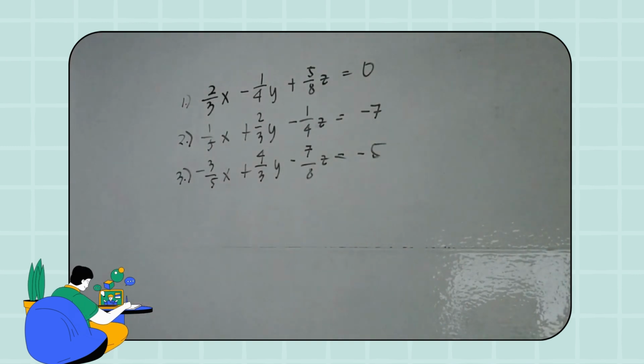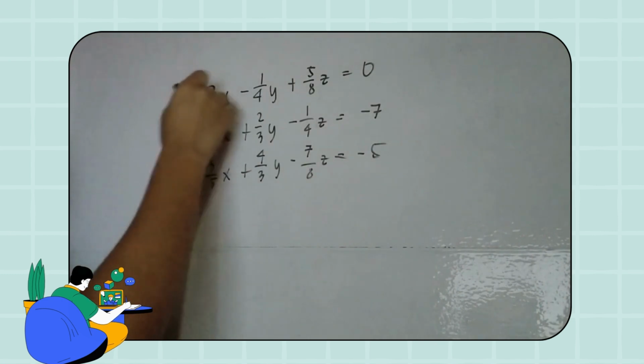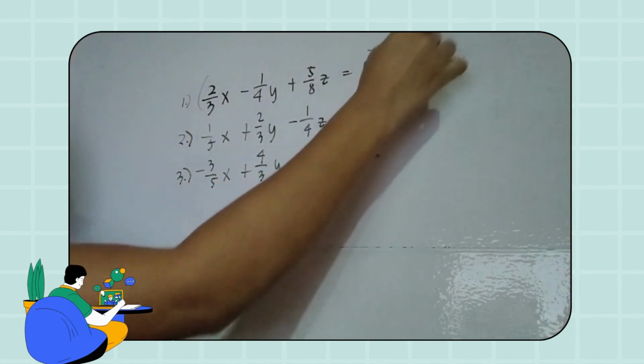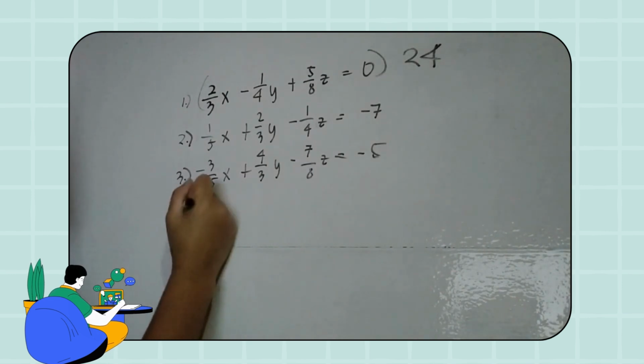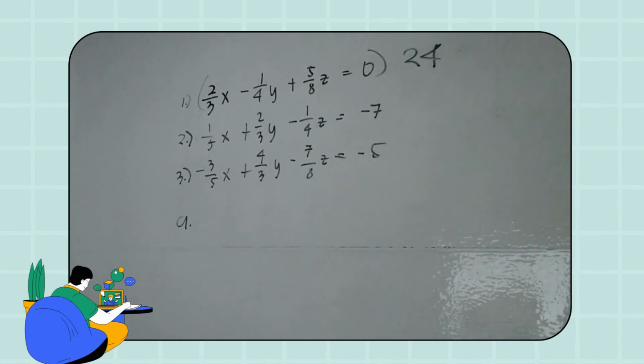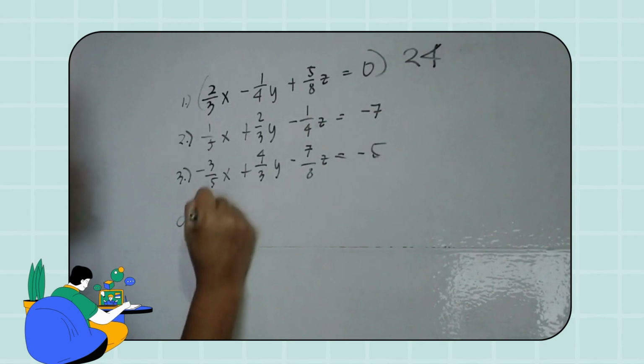For the first equation, 2/3 x minus 1/4 y plus 5/8 z equals 0, the LCD is 24. That means that all the denominators of these fractions are divisible by 24. So with this, we're going to multiply this equation by 24. Let's label it as our equation A. 24 divided by 3 is 8, times 2 is 16x.